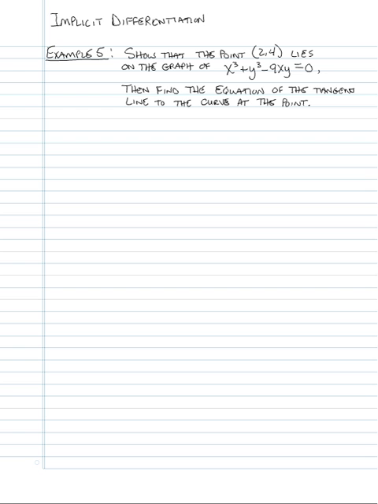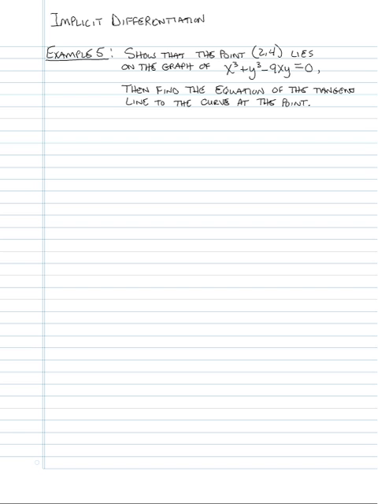Well, for a point to lie on a curve, it just means the particular x value and y value of that point satisfy the equation. In other words, when we put x of 2 and y of 4 into the equation, then we get a true statement. If we didn't get a true statement, then that point would not lie on the curve.